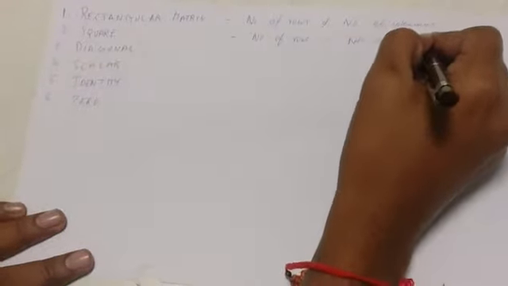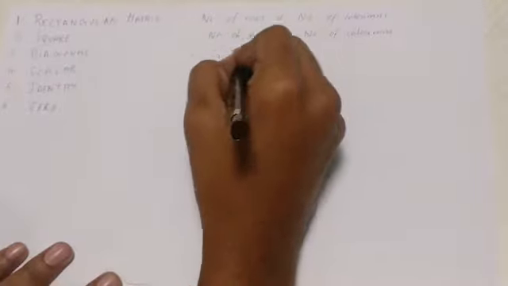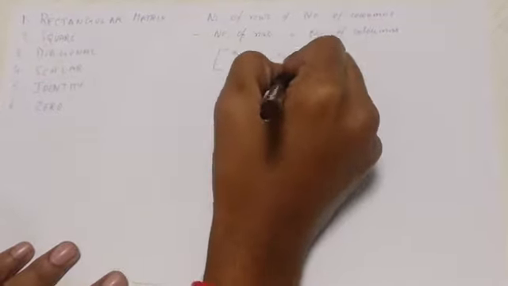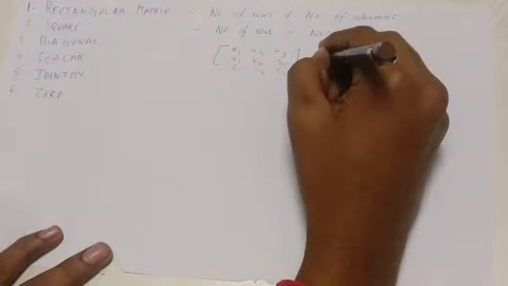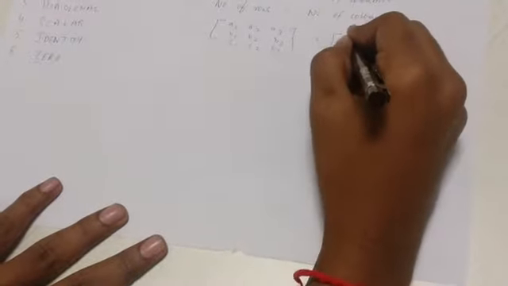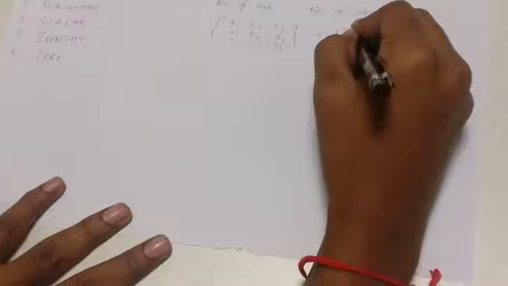A diagonal matrix is a matrix where, let's say, A1, A2, A3, B1, B2, B3, C1, C2, C3 are the elements of a matrix. And a diagonal matrix is a matrix where the elements of the principal diagonal are non-zero and the rest are zero. So this, 1, 0, 0, 0, 2, 0, 0, 0, 3, is what basically is a diagonal matrix.